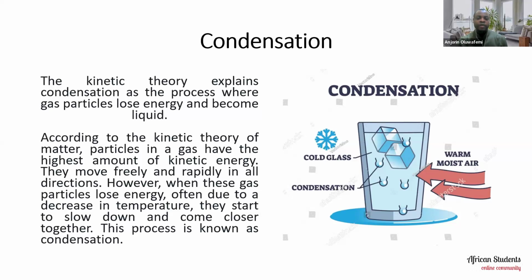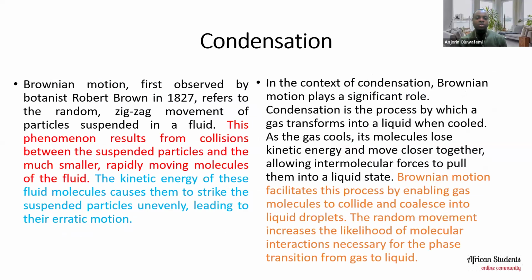So we've explained that. Another thing we need to touch on is Brownian motion. Brownian motion was first observed by the botanist Robert Brown in 1827, and it refers to the random zigzag movements of particles suspended in a liquid. Now, this phenomenon results from collision between the suspended particles and the much smaller, rapidly moving molecules of the fluid.